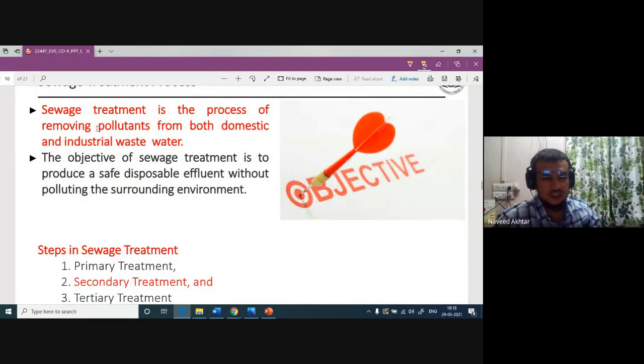Sewage treatment process is the process of removing pollutants from both domestic and industrial wastewater. The objective of sewage treatment is to produce a safe disposal effluent without polluting the surrounding environment. Sewage treatment means the treatment of the wastewater that comes out of our domestic waste from homes and from industry. What do we call that treatment? Sewage treatment. Okay, we see sewage treatment plants.